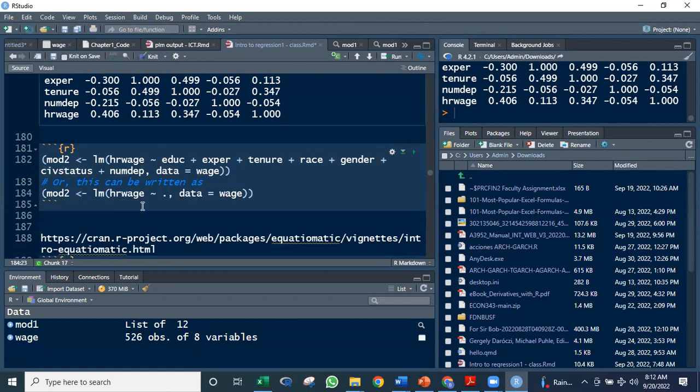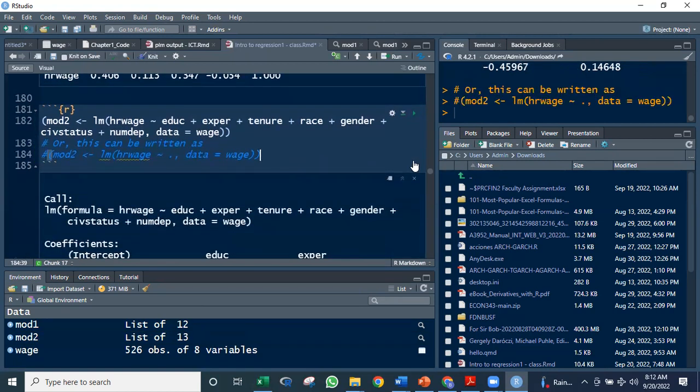This is the same. Hourly wage regressed on a dot means including all your independent variables. So that's a shortcut, but personally, I prefer indicating all of them. All right, so let's just run this. Wait, class.